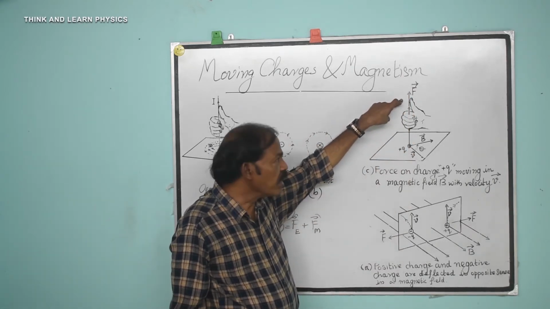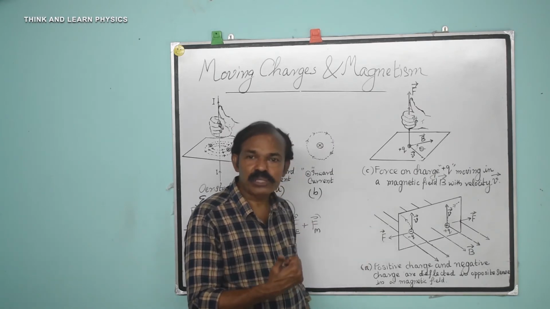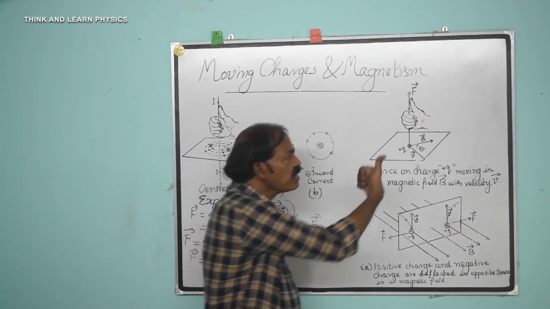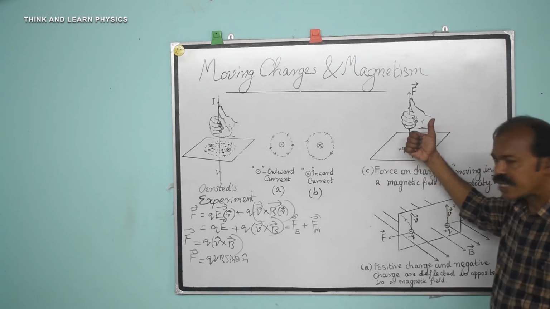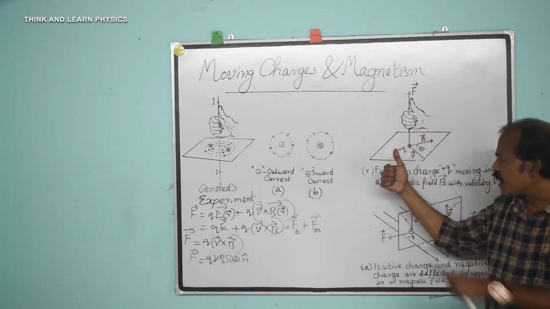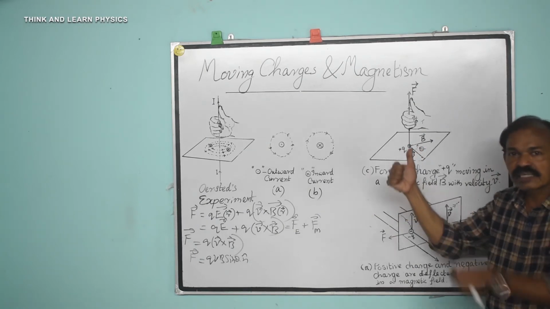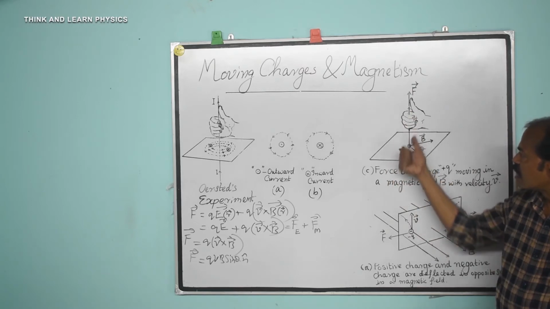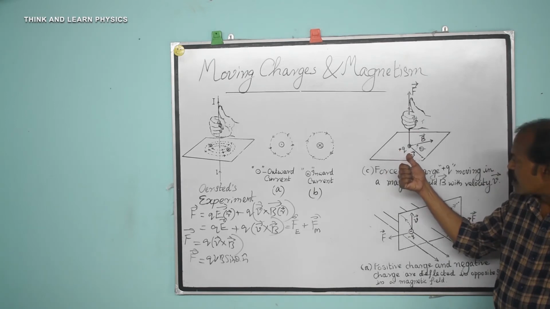It is also given by the right hand rule or right hand screw rule for the cross product of two vectors. That means if we curl the fingers of the right hand such that the curled fingers give the direction of rotation from V to B through the smallest angle, then the stretched thumb gives the direction of the force acting on the particle, or the direction of the cross product V vector cross B vector.